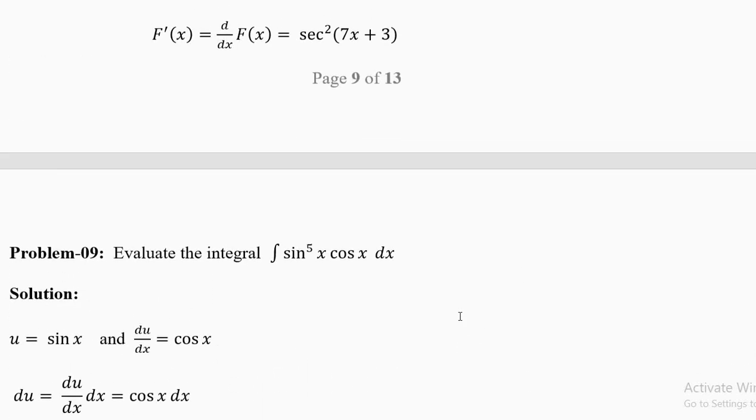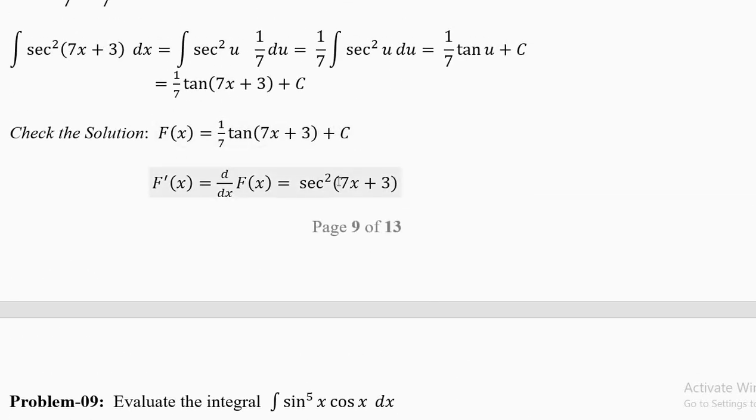Now example 9. Again, you can differentiate your answer, and when you differentiate this, you will get secant square.